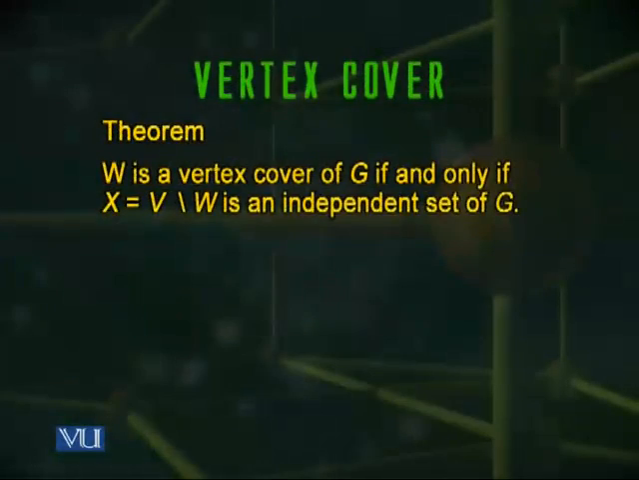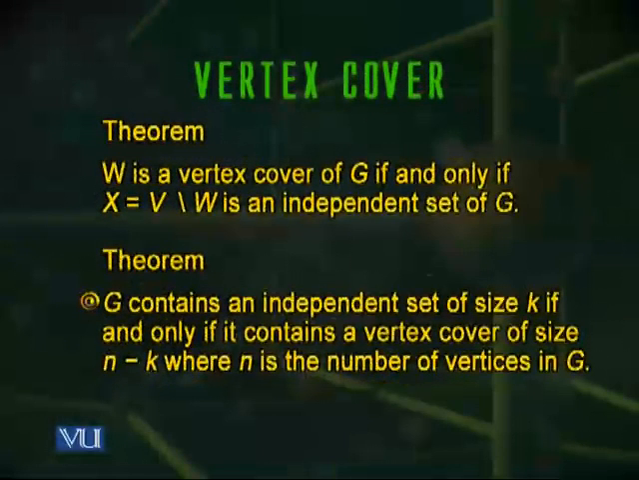Let's see what we have actually proved. We have proved a little theorem which says that W is a vertex cover in G if and only if its complement is an independent set of G. So now we can read this theorem in terms of sizes of independent sets and sizes of vertex covers. If we do that, we get the next theorem that is written on your screen, which says that G has an independent set of size k if and only if it contains a vertex cover of size n minus k, where n is the number of vertices in your graph.